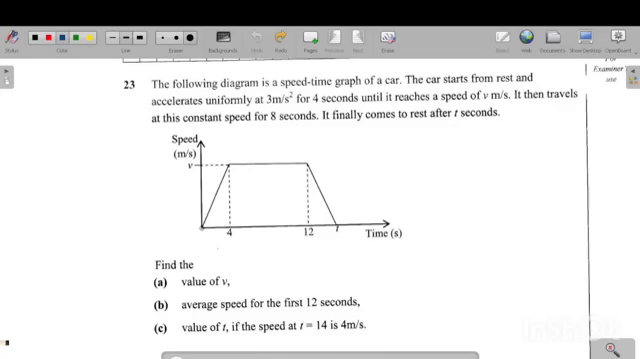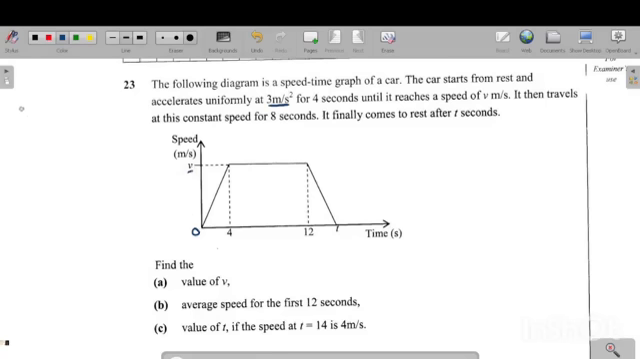Okay, so they are saying the car started from rest. So here rest means from 0, and accelerated at 3 meters per second squared in 4 seconds. Find the value of v. So we want to find the value of v, which is the final velocity.